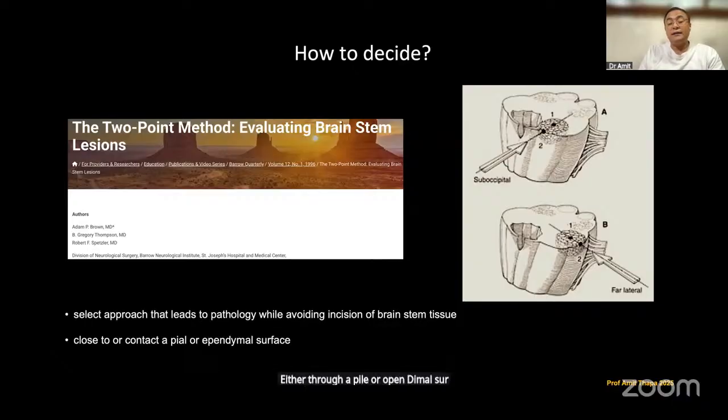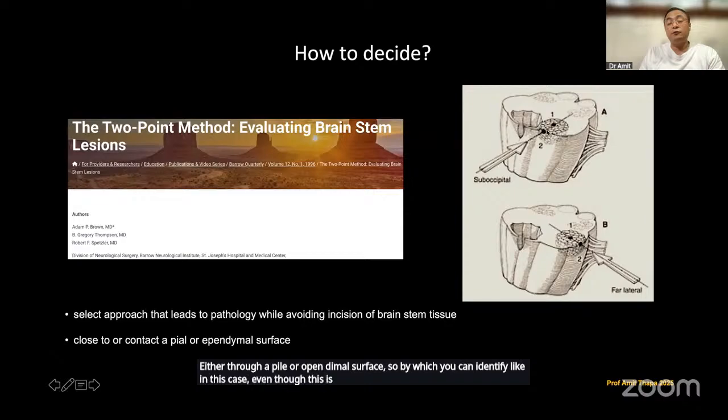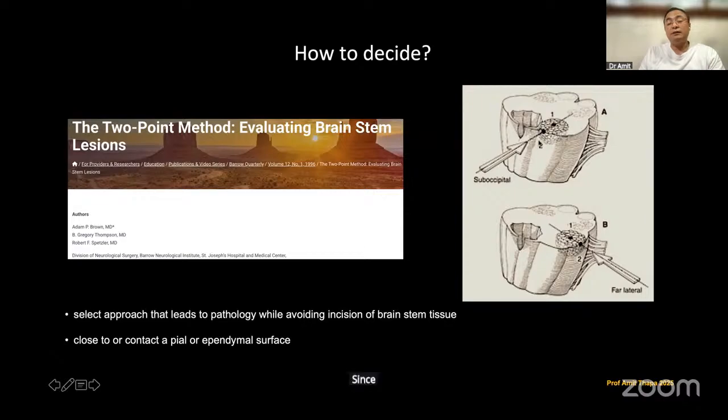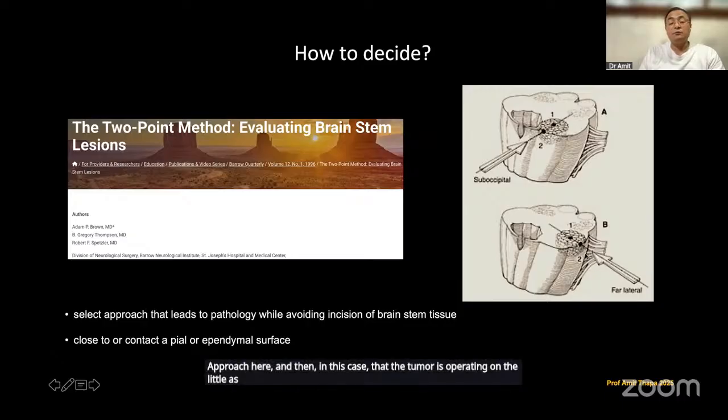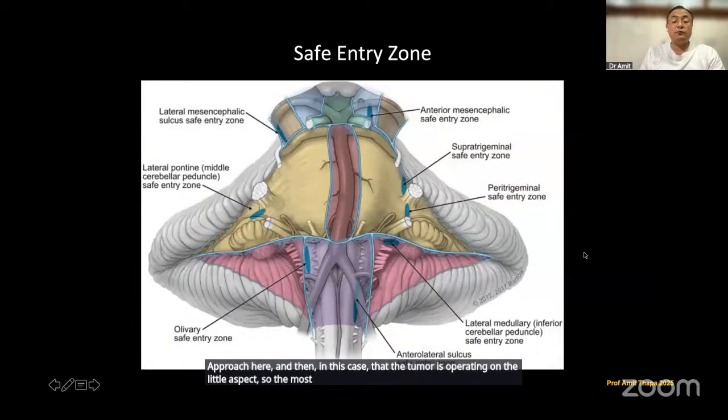So by which you can identify, like in this case, even though this is abutting the fourth ventricular floor, since this tumor is lying very close to the surface, the best approach would be a suboccipital approach here. And then in this case, the tumor is abutting on the lateral aspect. So the most suitable method would be a far lateral approach.